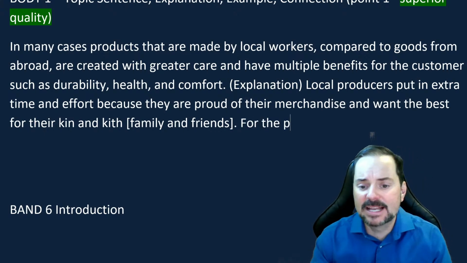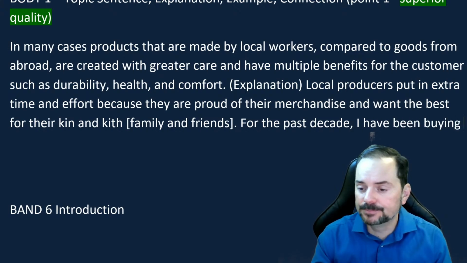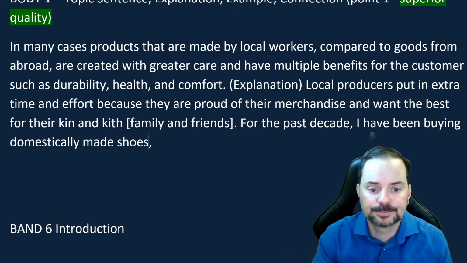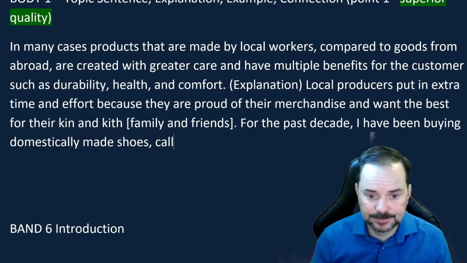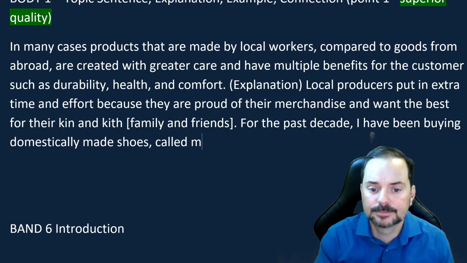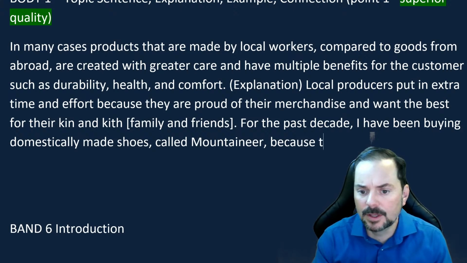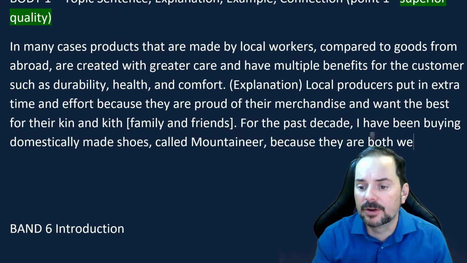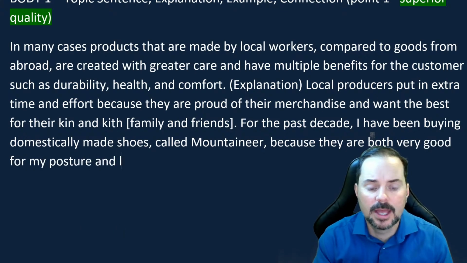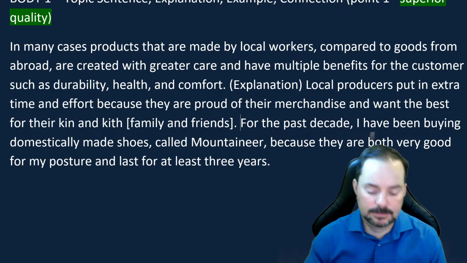For the past decade, I have been buying domestically made shoes called Mountaineer because they are both very good for my posture and last for at least 3 years. Okay, this is my example.